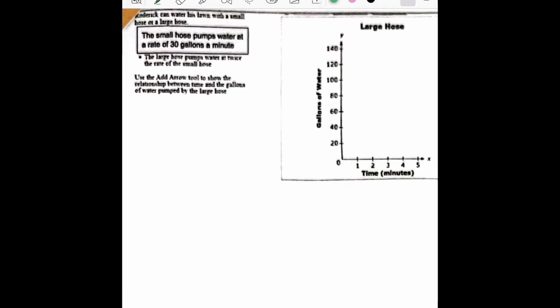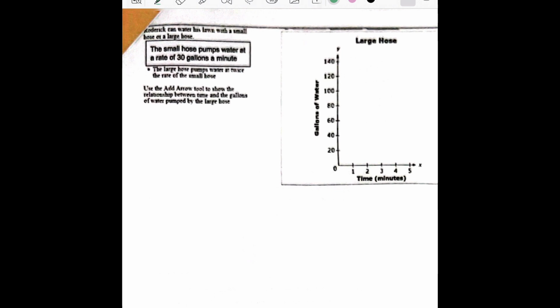All right, now we are truly going to our last one, which is number 7 on the back. Let's see if I can read this. So this says, Roderick can water his lawn with a small hose or a large hose. The small hose pumps water at a rate of 30 gallons a minute. So this right here is the rate of change for the small hose. It says the large hose pumps water at twice the rate of the small hose. Use the add arrow tool to show the relationship between time and the gallons of water pumped by the large hose. So this is actually pretty easy.